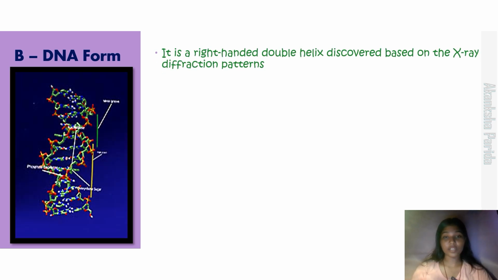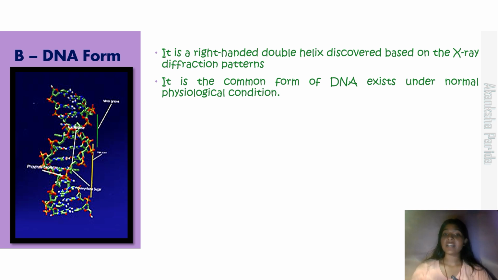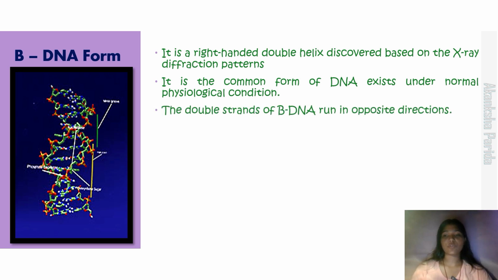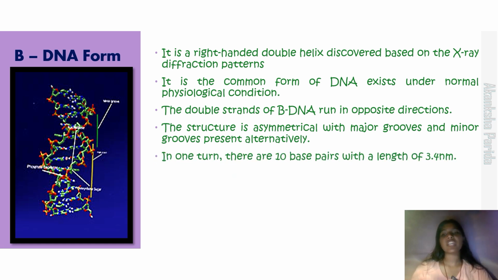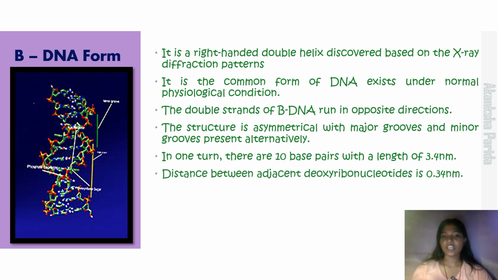B-DNA form. So this is the structure of the B-DNA form. It is also a right-handed double helix, discovered based on the X-ray diffraction pattern. It is the common form of DNA existing under normal physiological conditions. The double strands of B-DNA run in opposite directions. So this is also asymmetrical.